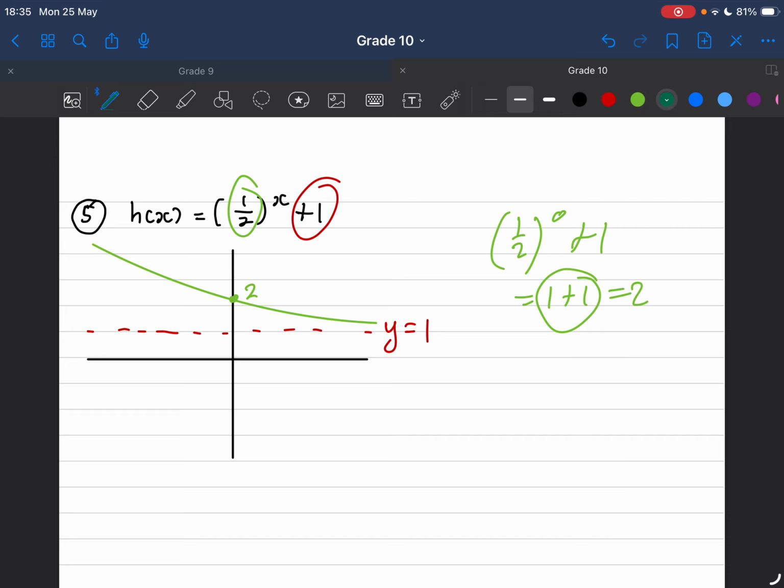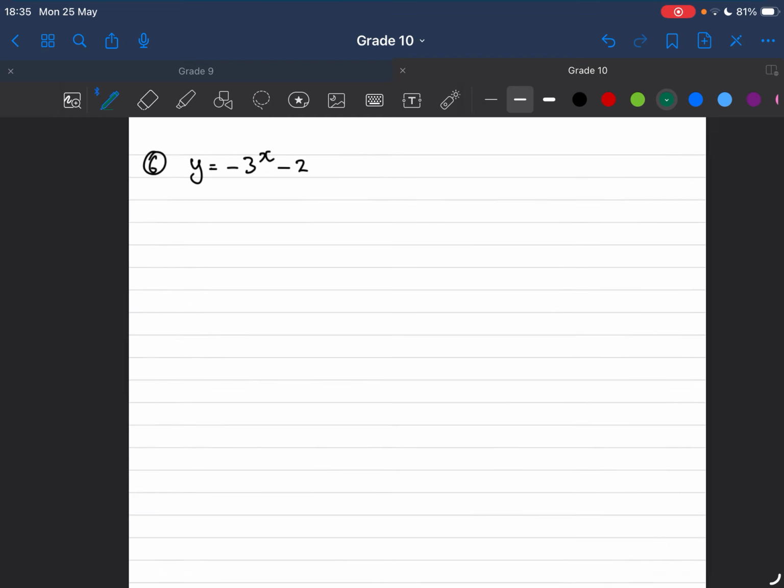Now let's just get one more coordinate. If you let x equal 1, you can say 1 over 2 to the power 1 plus 1. So that's going to be 3 over 2. So if I get this here, 3 over 2, well, that's basically 1.5, so it's less than 2, so it should be 1 and 3 over 2. That's fine. All right, next one.